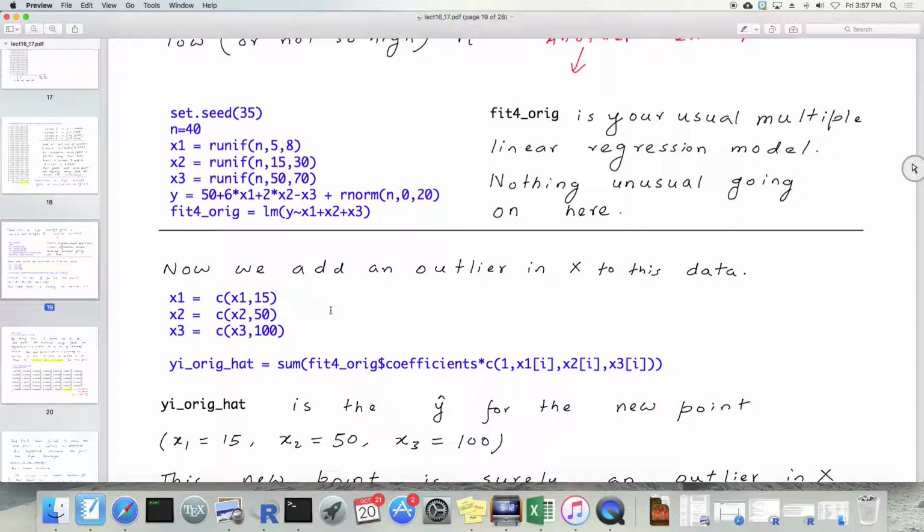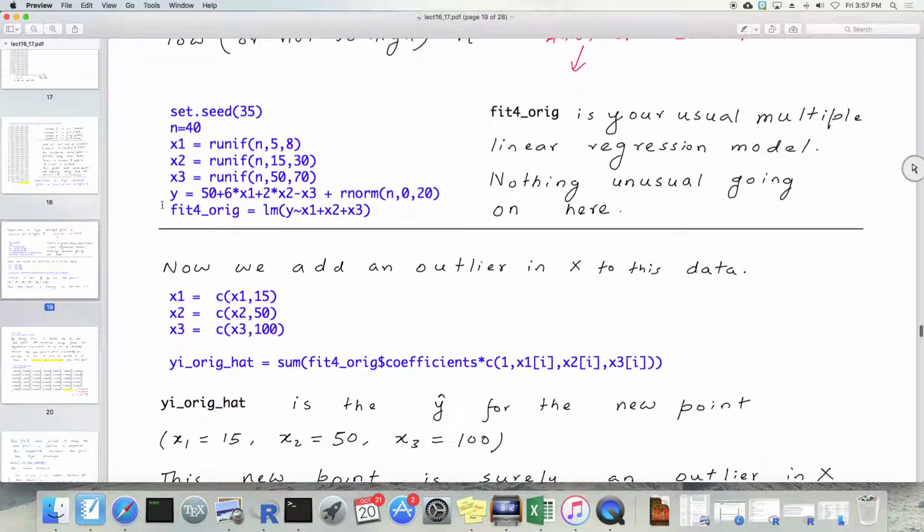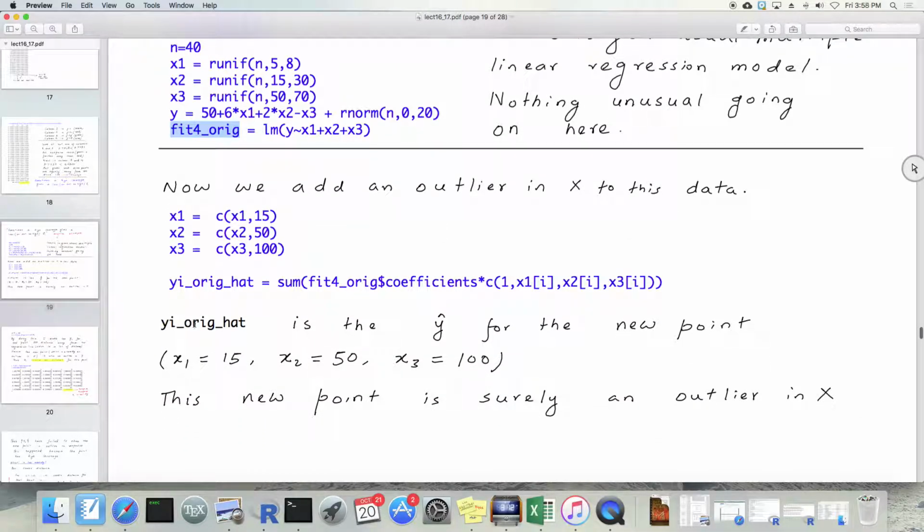So first of all, the last point is an outlier in x. What is the y for that? Let me calculate what's the y hat. So yi_original_hat is the y hat for the new point according to fit4_original. Like fit4_original has some fitted line. Yi_original_hat is, according to that line, the y hat.